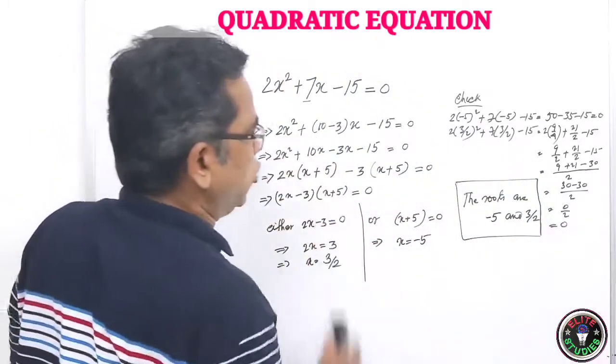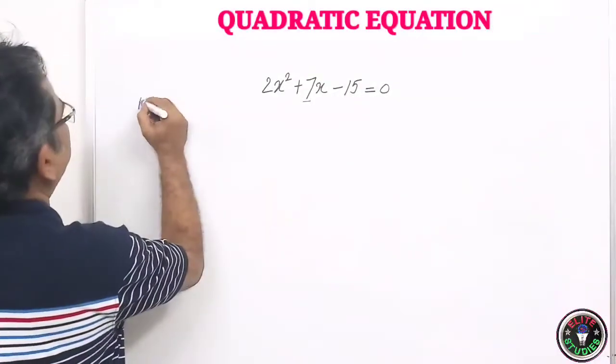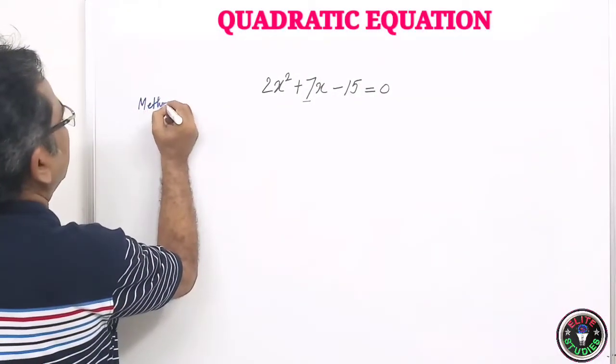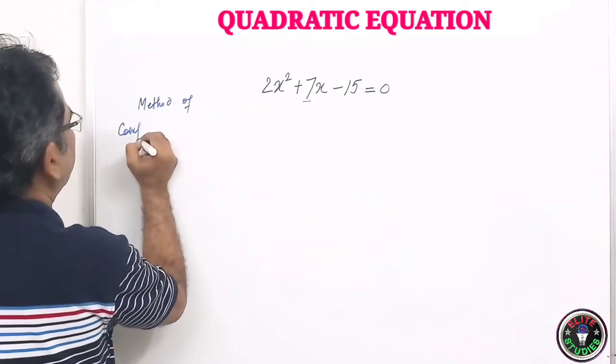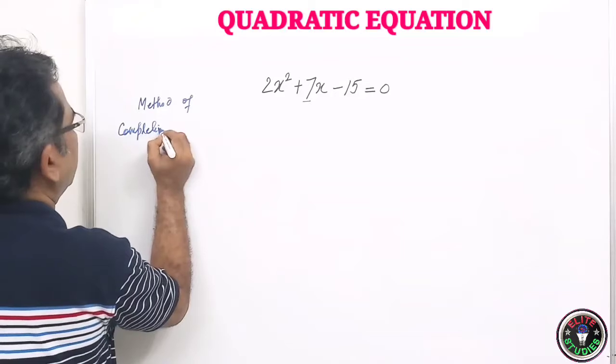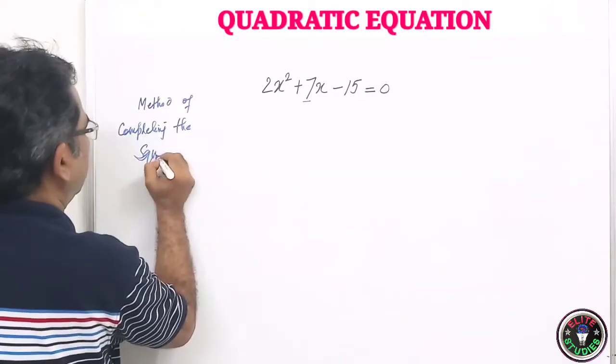Now we will try to do it by another method. Now we will do it by the method of completing the square.